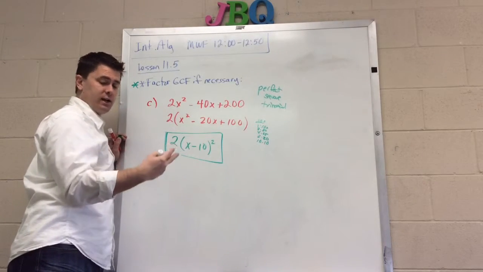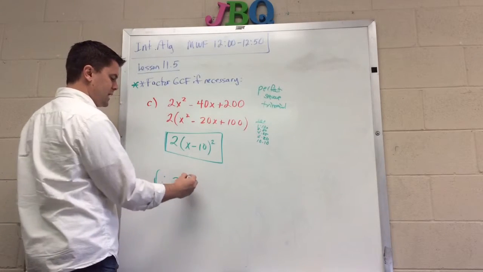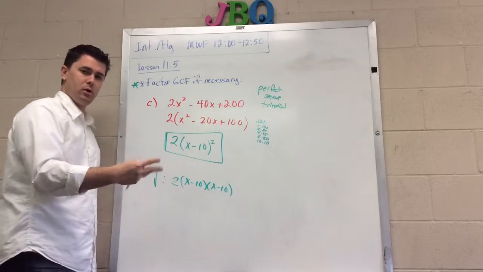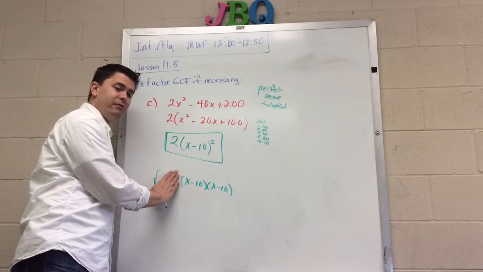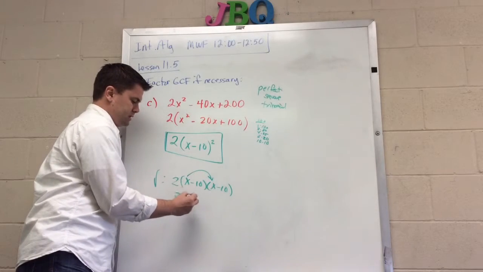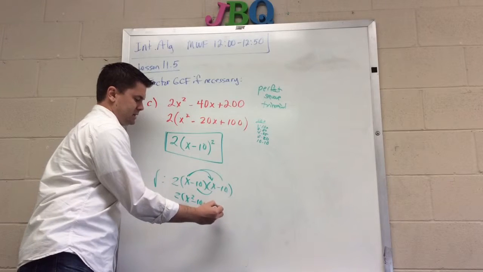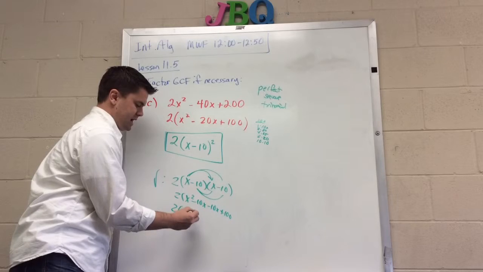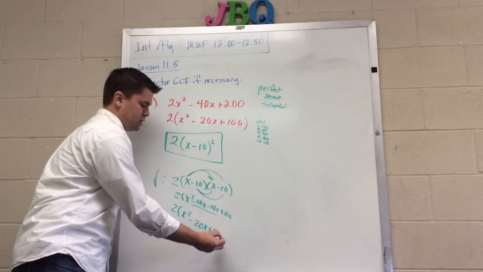Now, to check your answer, which I won't go through all of, if I wanted to check it, I'll have 2 times (x minus 10) times (x minus 10), because that's what it means to square something, multiply it by itself. Then I will temporarily ignore the 2. I'll FOIL and get x squared minus 10x minus 10x plus 100. So 2 times (x squared, combined like terms, there's where your negative 20x comes from, plus 100).